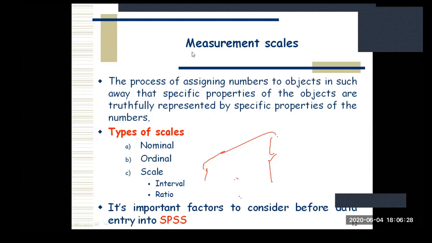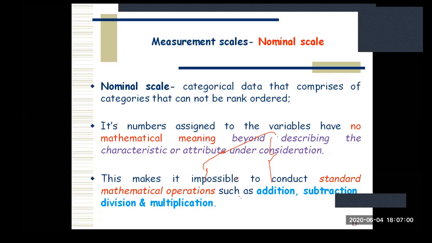And then I will briefly explain the nominal and ordinal scales, and then the scale, which might be either interval or ratio scale. One thing in terms of property: a scale will undertake numerical analysis, whereas nominal and ordinal will not undertake numerical analysis. That was the case. And then I will briefly highlight these measurement scales.